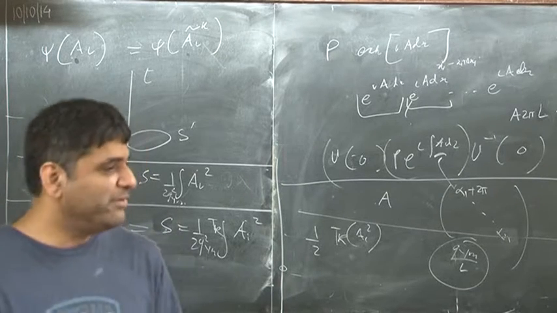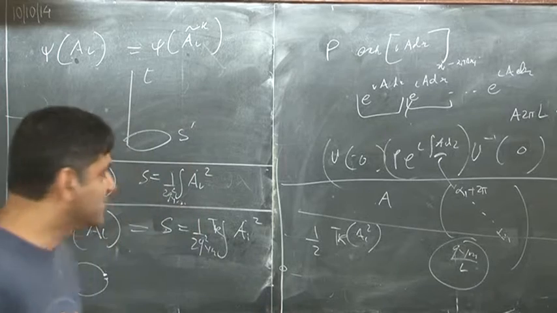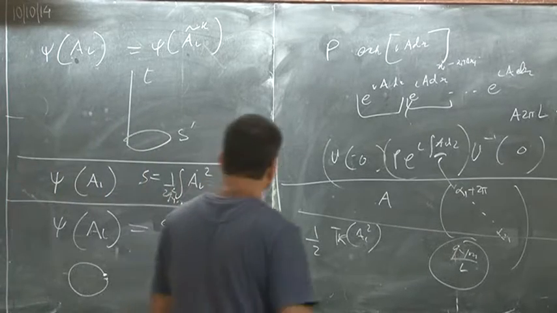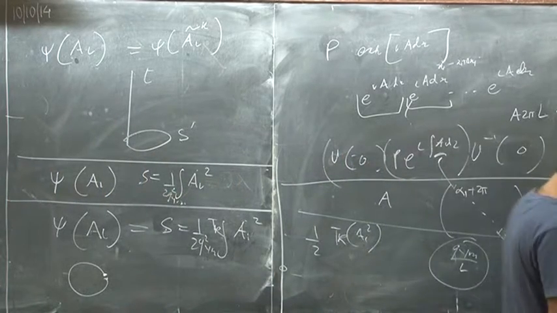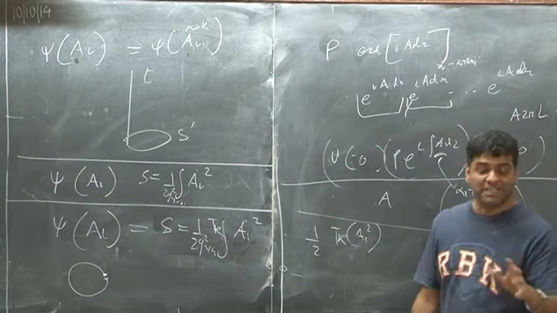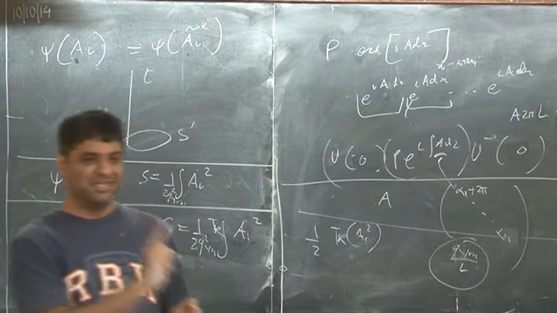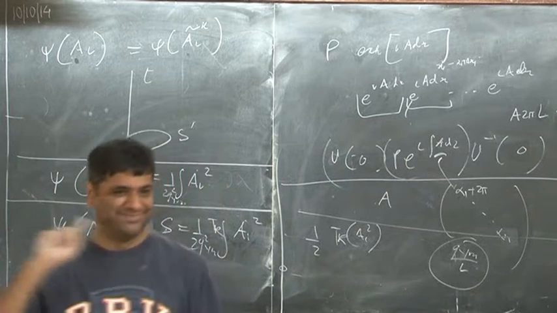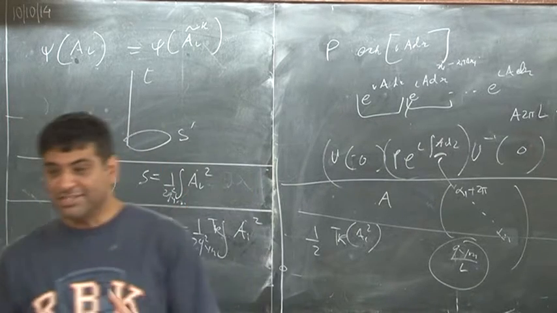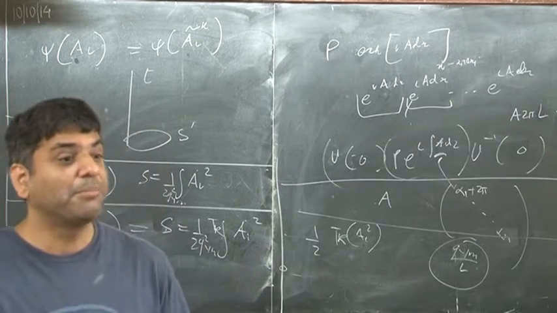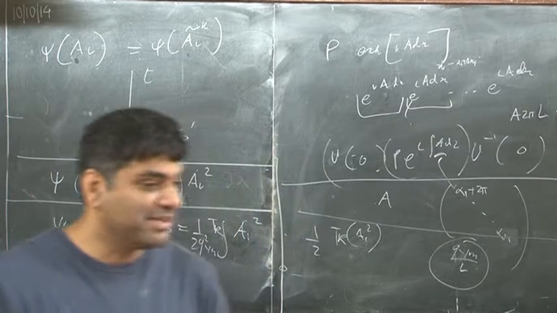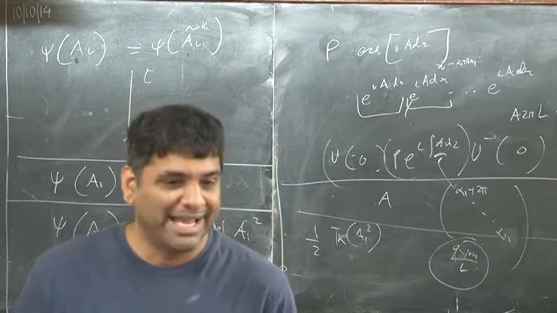But we saw the general lesson. The general lesson was that the theory was solvable because there are no local degrees of freedom. The only degrees of freedom are global, associated with these holonomies around the circle. And because of that, that reduced 2D Yang-Mills to a problem of quantum mechanics. Luckily, it turned out to be a solvable quantum mechanics.